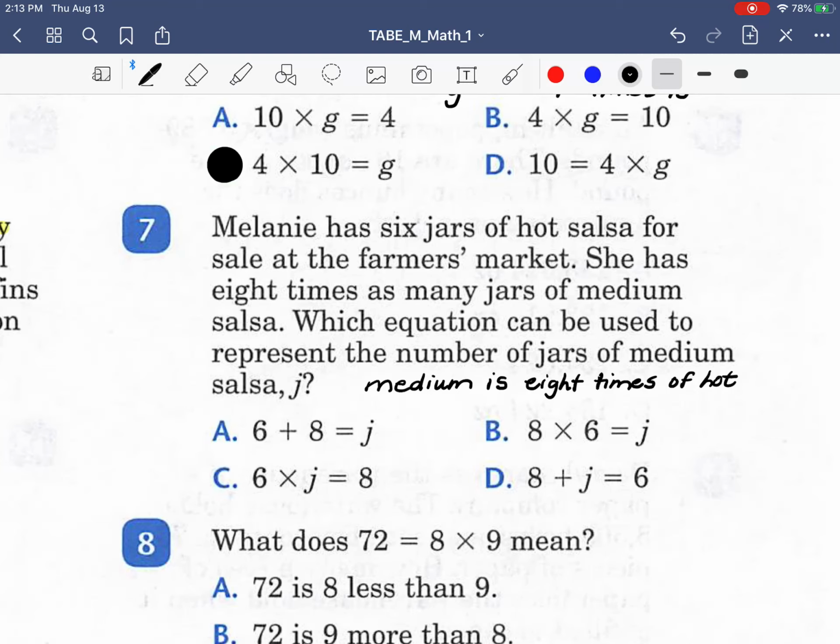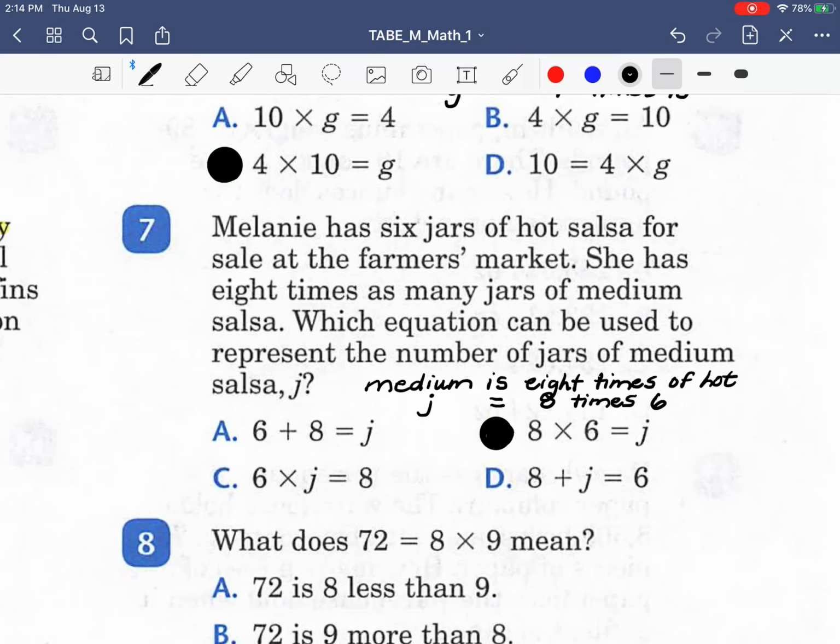So there's my equal sign. 8 times, and they tell me how many jars of hot salsa there are. There are 6 of them. So the medium, which we're calling the J's, are 8 times 6. J equals 8 times 6. So I'm going to go with option B.